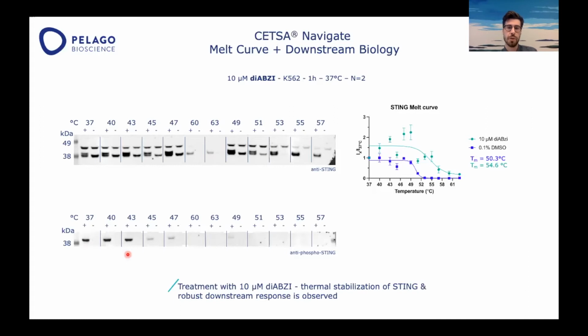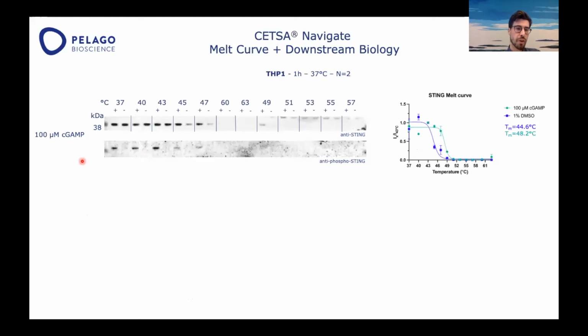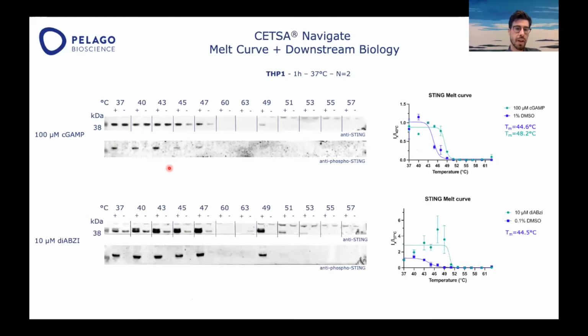All the data I have shown so far has been generated in K562 cells, but we wanted to compare this with THP1 cells as well. Having a first look at cGAMP, again, we see a nice compound-induced thermal stabilization of STING, and as expected, phospho-STING is present in the compound incubated sample. The same with diABZI. The double band appears here as well, but the message remains unchanged. We still observe thermal stabilization and phospho-STING is induced.